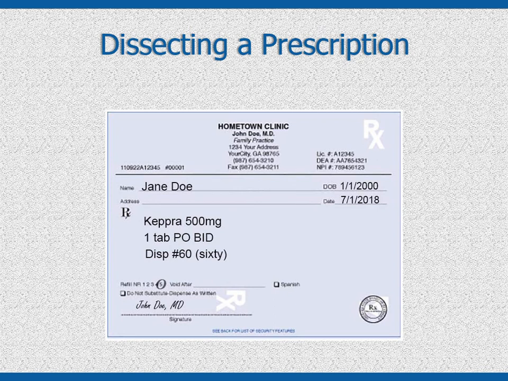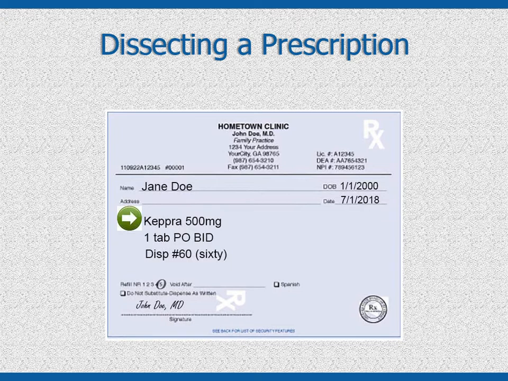The first prescription will be for a routine or scheduled medication. There is standard information found on the prescription. The doctor or the clinic's information. In this example, it's Hometown Clinic, and the doctor's name is John Doe, MD. The patient's name and date of birth. The date the prescription was written.